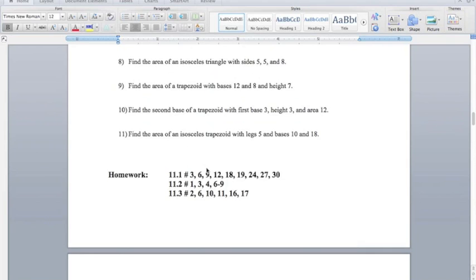All right, so we were on question 8 then. Question 8 says, find the area of an isosceles triangle with sides of 5, 5, and 8. Area of a triangle is 1/2 base times height. What's the base of this triangle? 8. What's the height of the triangle? Not 5, right? So we don't know the height. So what we need to do is find the height of this thing.